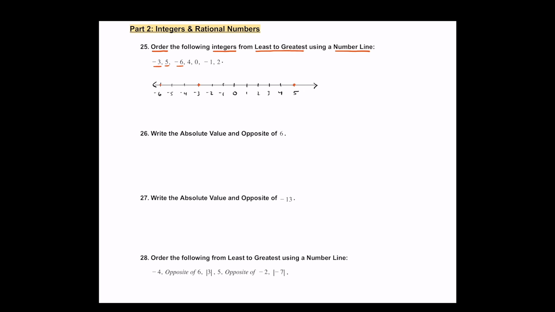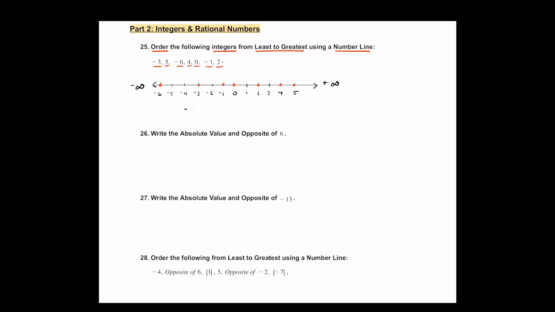-6 is down here to the left. 4 is towards the right side of this number line. 0 is right over here. -1 is to the left of it. And 2 is over here in the positive area. So just keep in mind that the more negative you go, the bigger the number looks, but if you have the negative sign, it's smaller, so it goes to negative infinity. And as you go to the right forever, you go towards positive infinity. So these are these numbers in order, right?